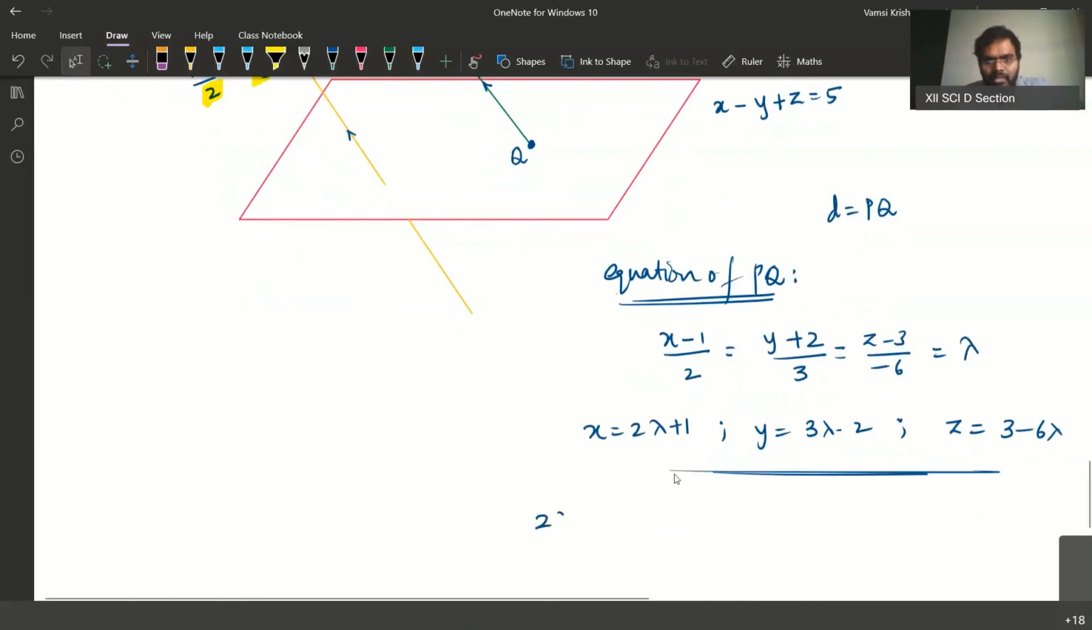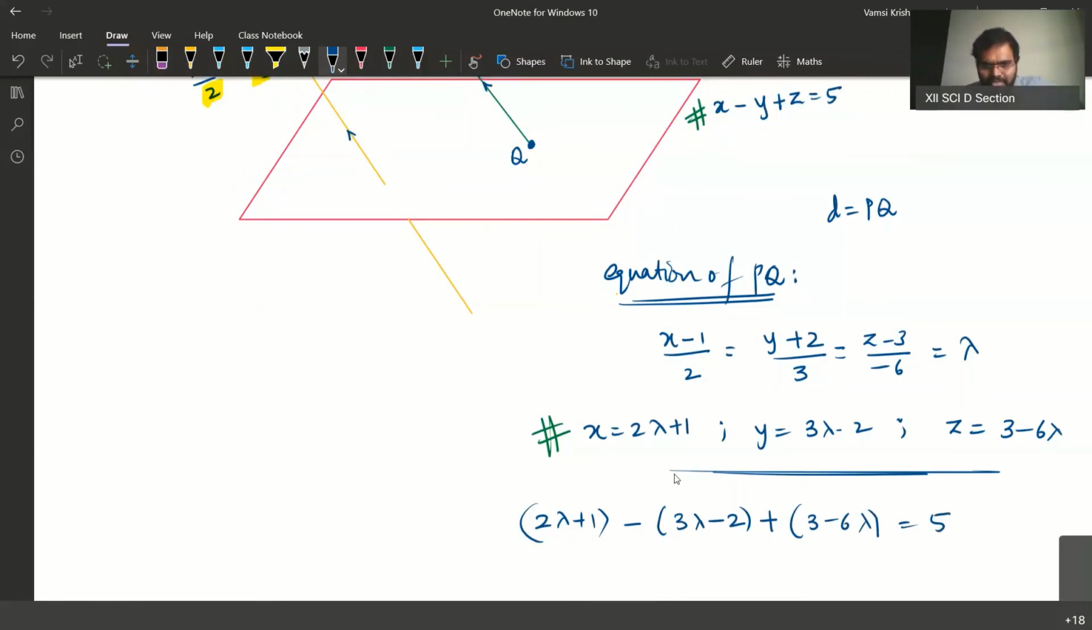So 2 lambda plus 1. I'm substituting this. Let me put an arrow mark here. Right, I'm using this in this. Look at the hash mark, students. 2 lambda plus 1 minus 3 lambda minus 2 plus 3 minus 6 lambda should be equal to 5. Okay, so what is the value of lambda? 2 minus 3 is minus 1, minus 1 minus 6 is minus 7 lambda. 1 plus 2, 3, 3 plus 3, 6. Okay, that's minus 1.